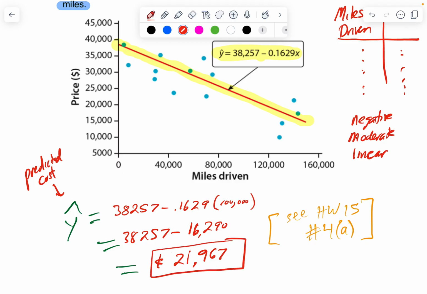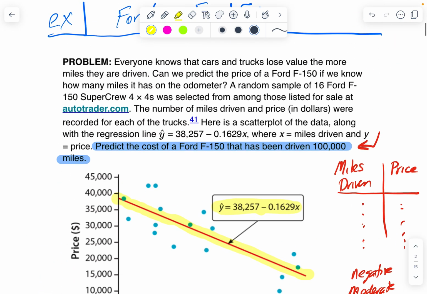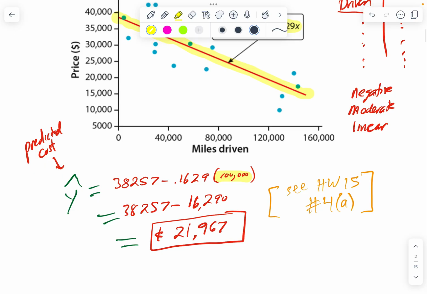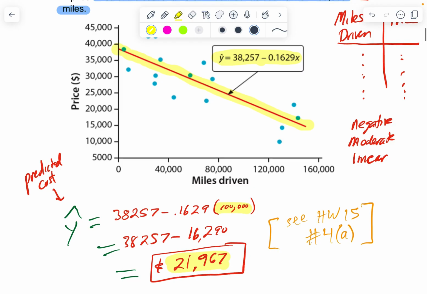So based on the relationship in the data, if you were to find a Ford F-150 Super Crew 4x4 that has 100,000 miles on its odometer, you're going to predict that that truck should sell for about $22,000 based on the regression line data that we have here.